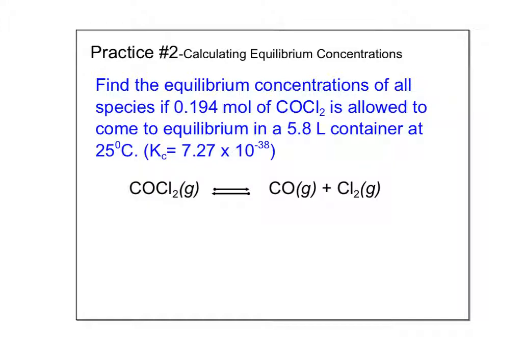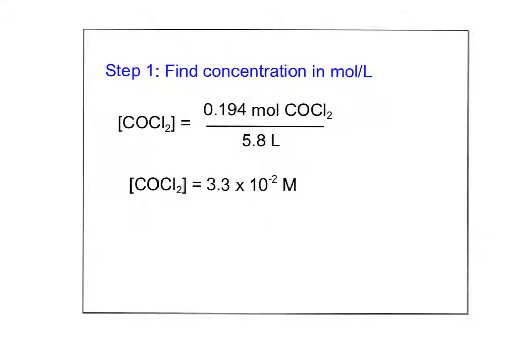All right, another ICE problem for you. Find the equilibrium concentrations of all the species if 0.194 moles of COCl2 is allowed to come to equilibrium in a 5.8 liter container at 25 Celsius, and they give me Kc. Step 1 is find the concentration in moles divided by liters, or molarity.